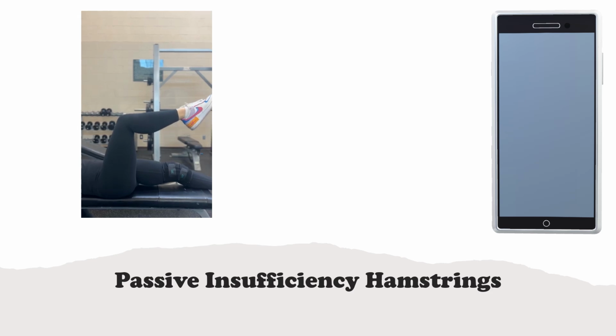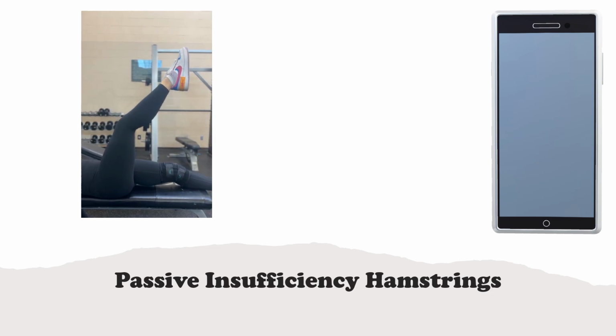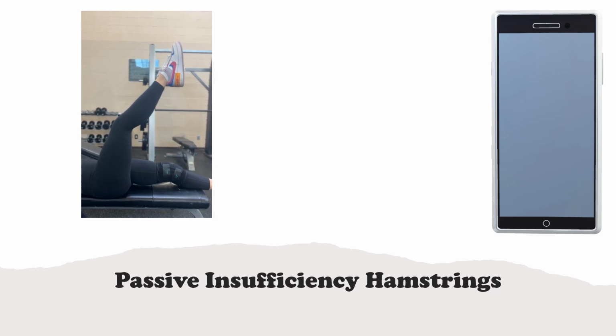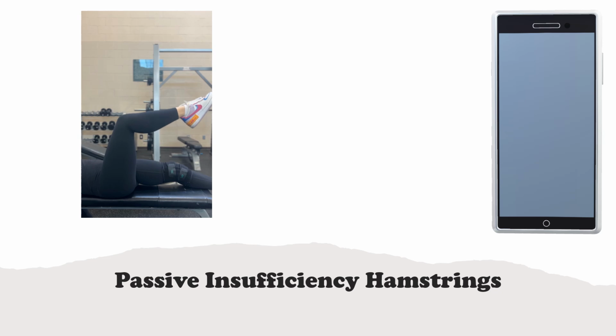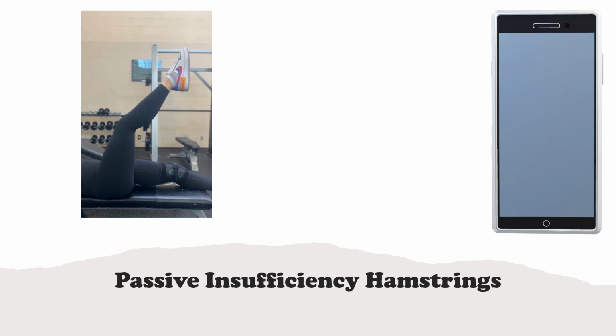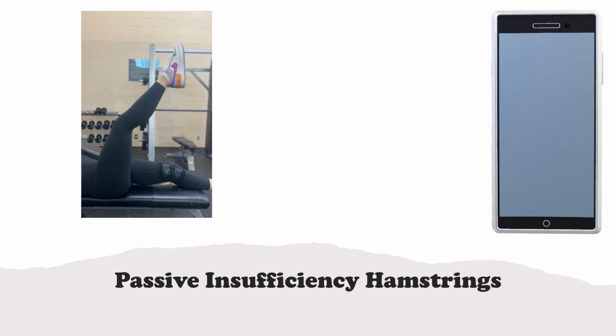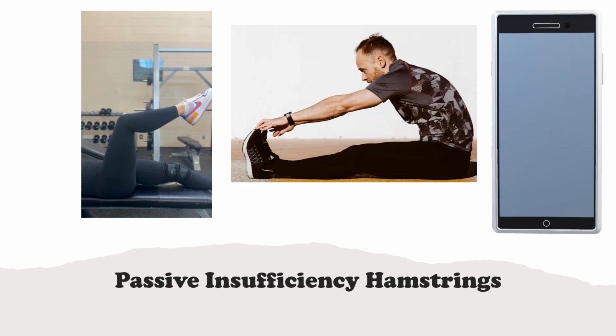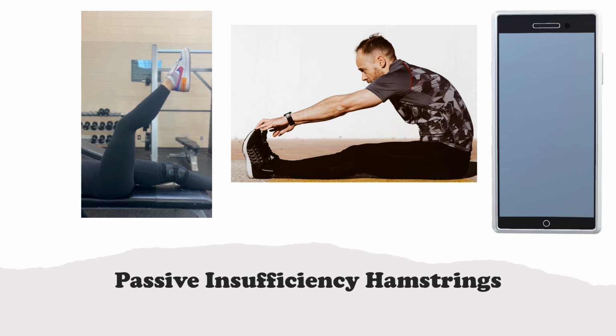Now, let's take a look at passive insufficiency of the hamstring. The hamstring extends the hip and flexes the knee. To stretch the hamstring, we must do the opposing motions. The opposing motions are flex the hip and extend the knee. This could be done in different positions, such as a patient laying down and us flexing the hip to 90 degrees and then extending the knee, or our patient sitting upright and we have the knees extended and trying to flex the hips while reaching for the toes.